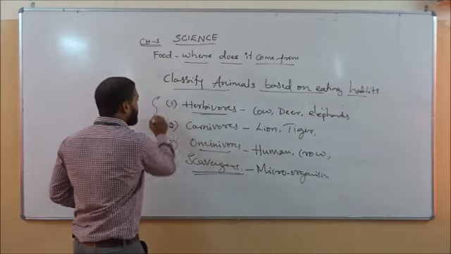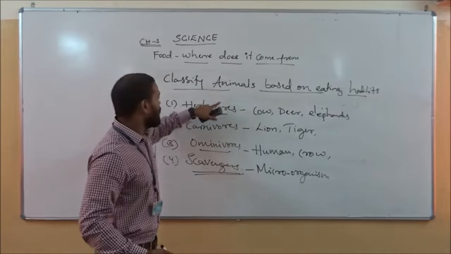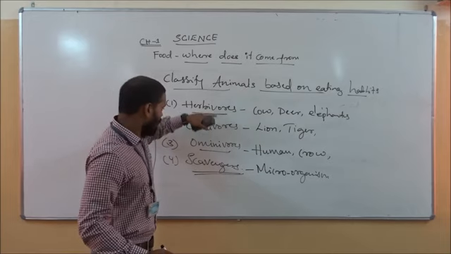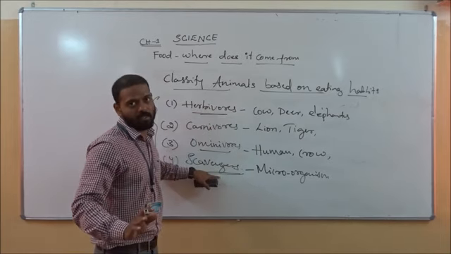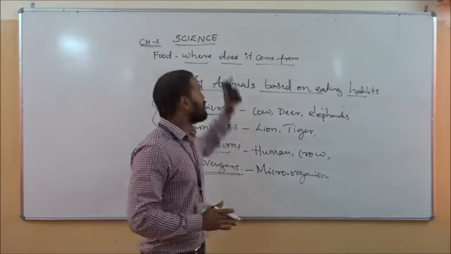So we can classify animals or living organisms based on eating habits such as herbivorous, carnivorous, omnivorous and scavengers. Okay, so we have completed the first chapter, Food: Where Does It Come From.